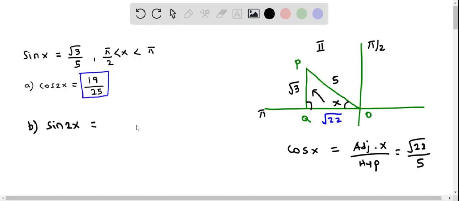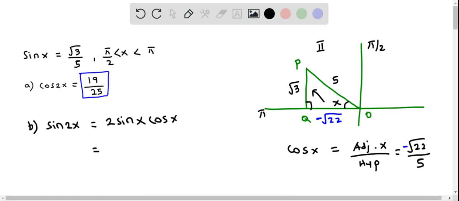Let's do part B. That is, we have to determine sine 2x. Before we start, I just observed that I missed a negative while finding OQ, because OQ is on the negative side of x. So this has to be negative root 22. So I'm going to write down negative root 22 over 5 for cosine x. Now we can determine sine 2x. According to the double angle formula, sine 2x is equal to 2 sine x times cosine x.